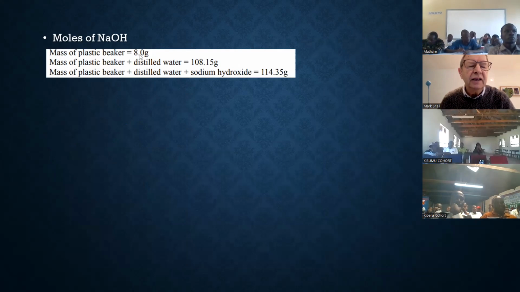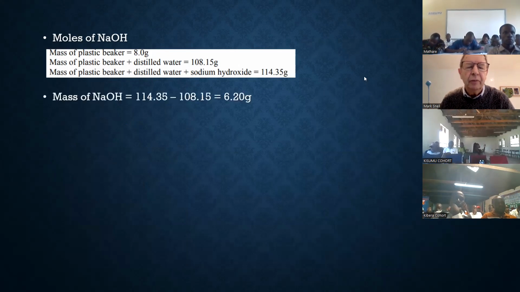So the mass of the beaker is 8. The mass of the beaker and water, 108. So it's about 100 of distilled water. And oh, look. Beaker, distilled water, sodium hydroxide, 114. So now I just have to take the 108 from the 114, so 6.2. So if I can get the students to focus on just one small part of the question, they, like Iestyn was saying, one step at a time.